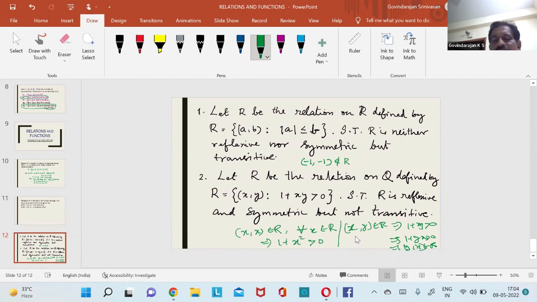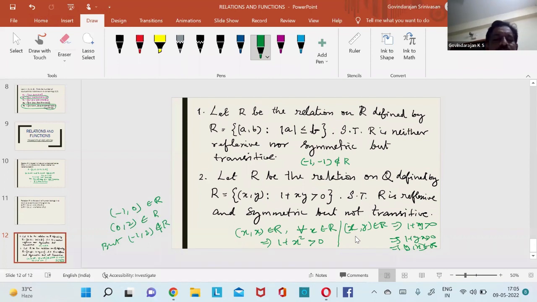That is GeoGebra. Nice one. Can you give an example of this? Minus 1 comma 0 belongs to R because 1 plus 0 is greater than 0. And 0 comma 2 also belongs to R, but minus 1 comma 2, am I right? Minus 1 into 2 is minus 2, 1 minus 2. Yes. Minus 1 comma 2 does not belong to R.